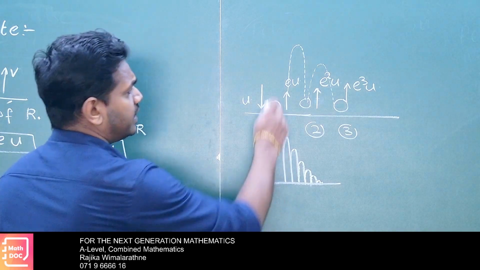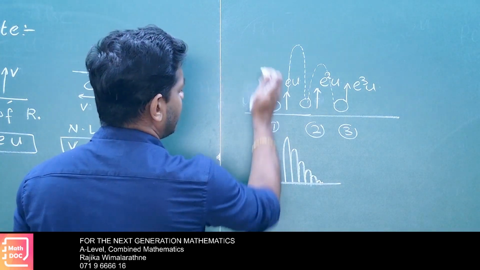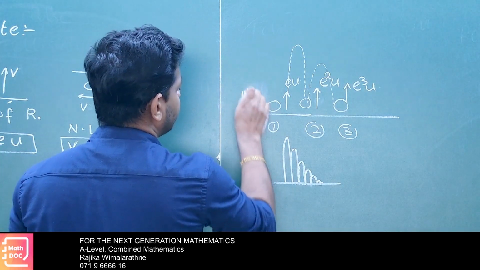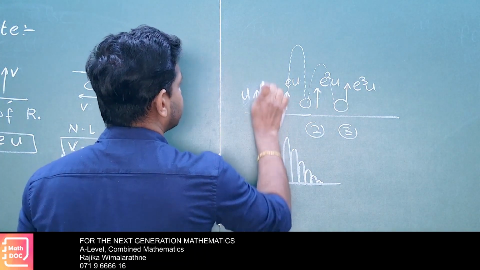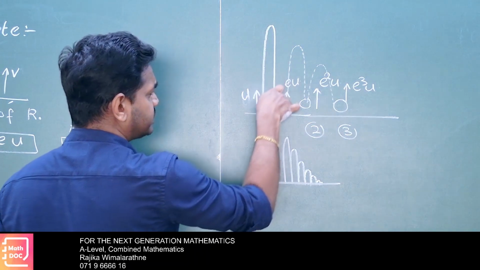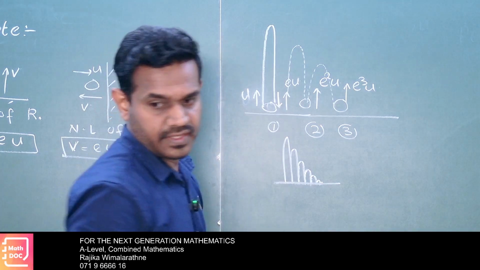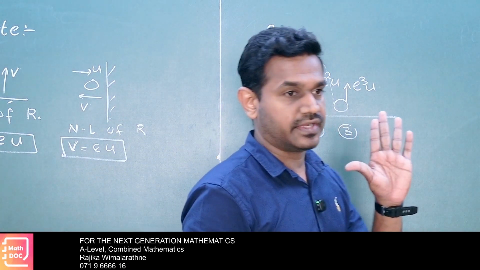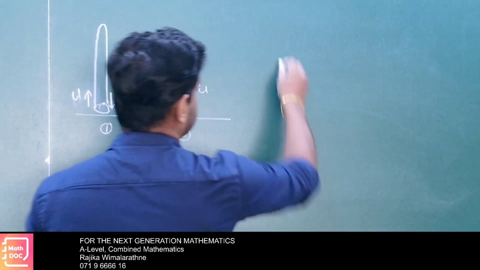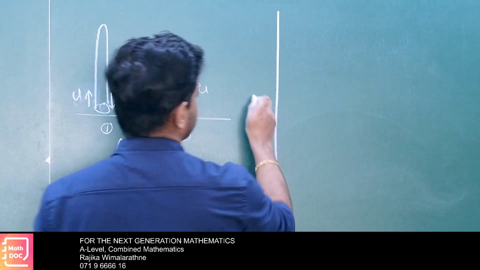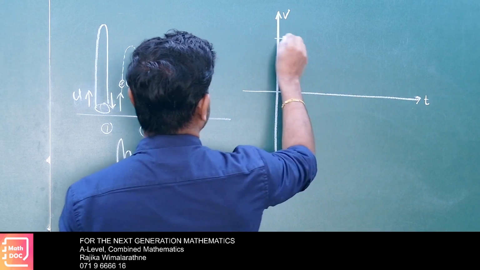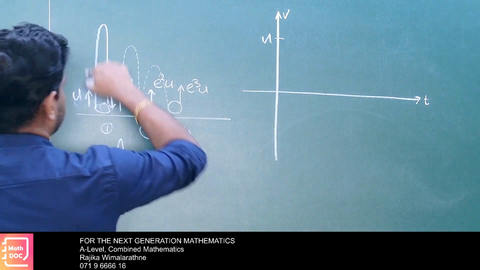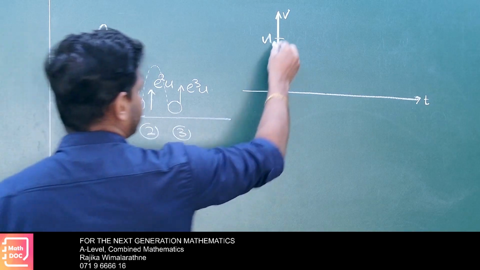Okay, consider here an upward velocity u, then downward u. Consider this full motion now. When you consider the v-t graph, here is time and velocity. The initial velocity is u, then under gravity the motion comes to velocity u again.